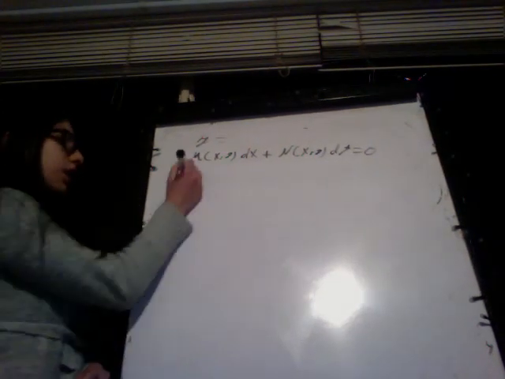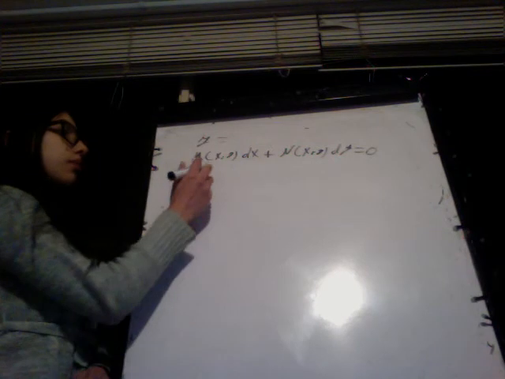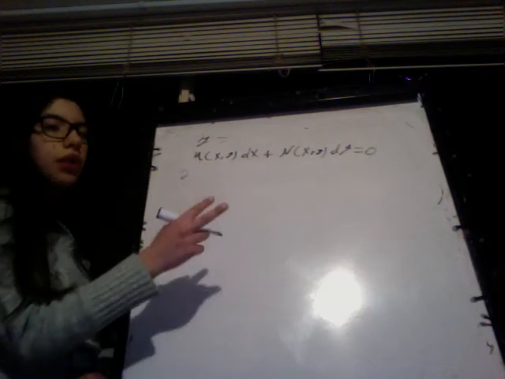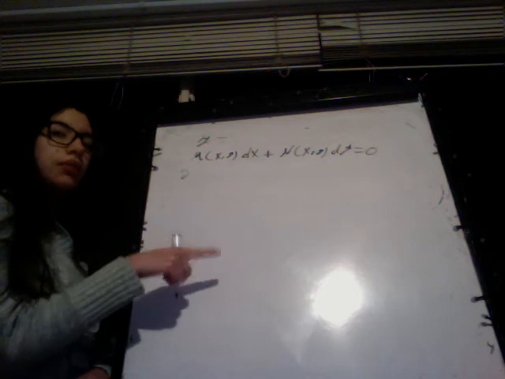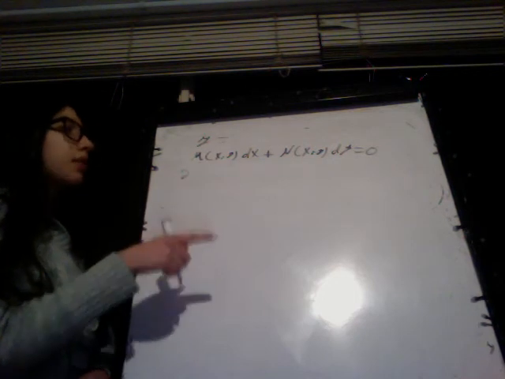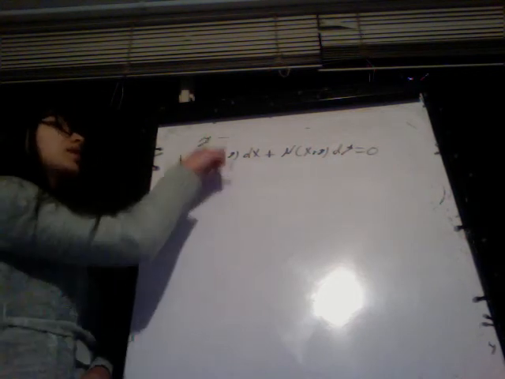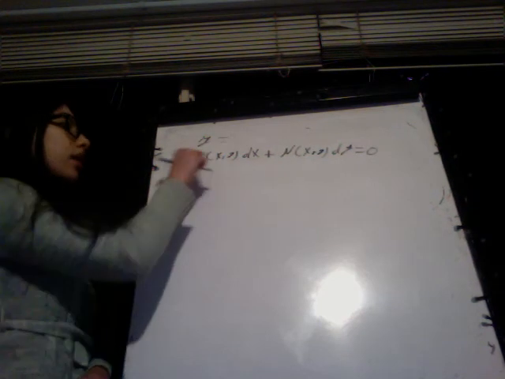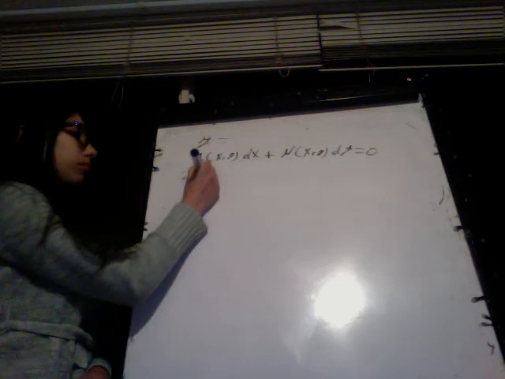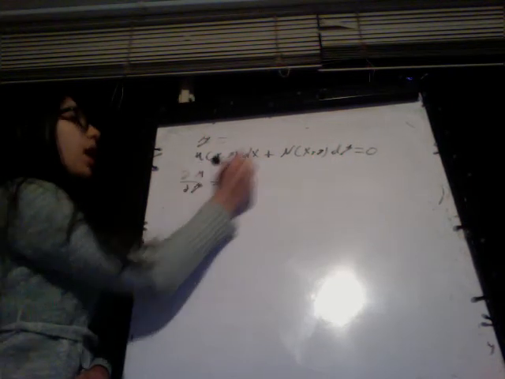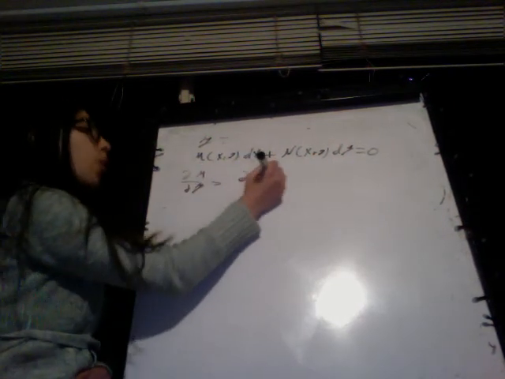So first, when we have a differential equation like this, if it is exact, that means the second partial derivatives are going to be the same. The mixed partial derivatives are going to be the same. That is, the partial derivative of M with respect to y is the same as the partial derivative of N with respect to x.